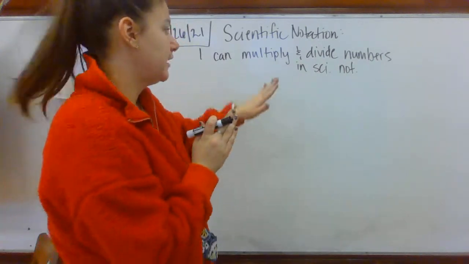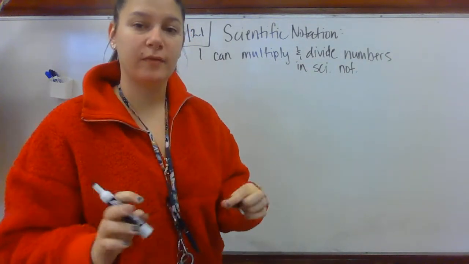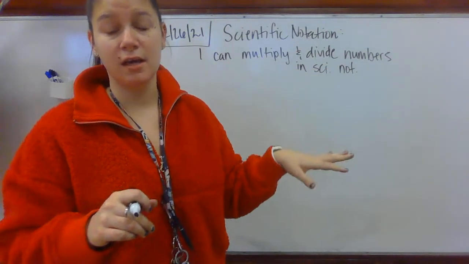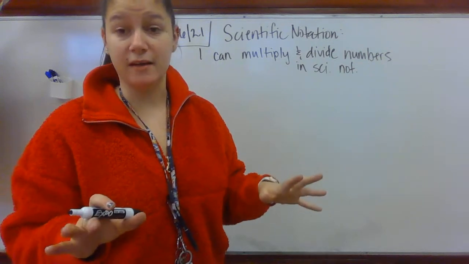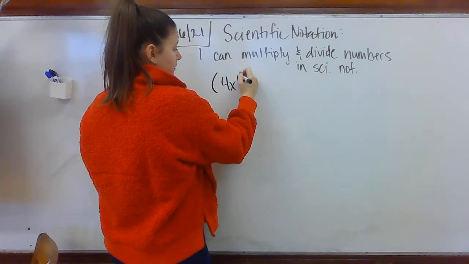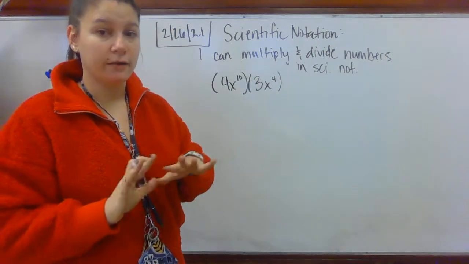Okay, we're going to work today. I can multiply and divide numbers written in scientific notation. The good thing about this is that you already have the foundation for this because all you're using is property of exponent rules. What I mean by that is when you have 4x to the 10th times 3x to the 4th, most of you already remember.